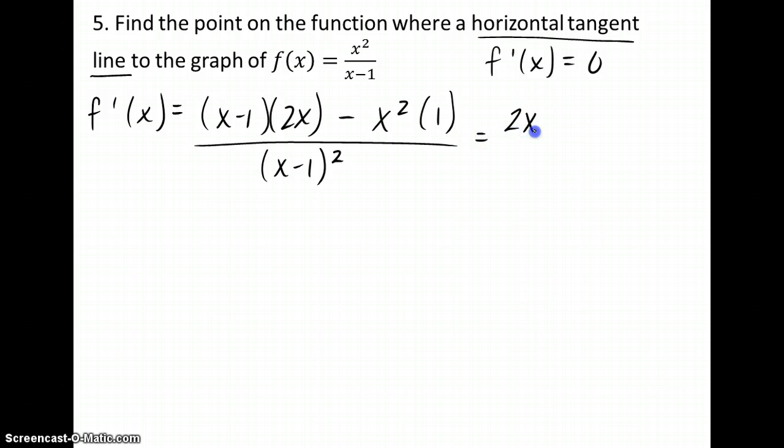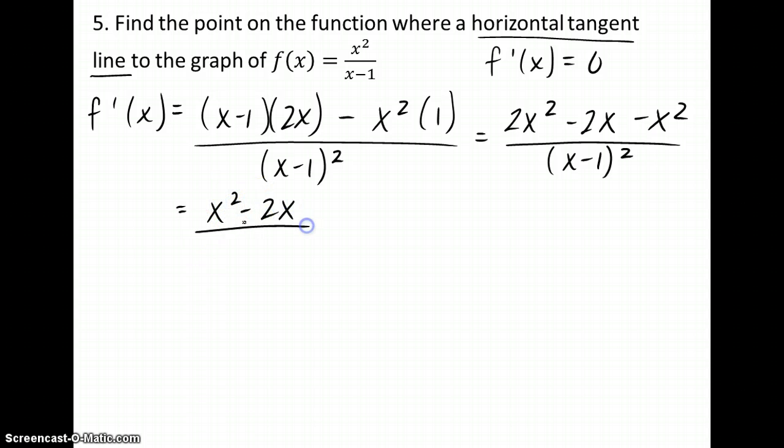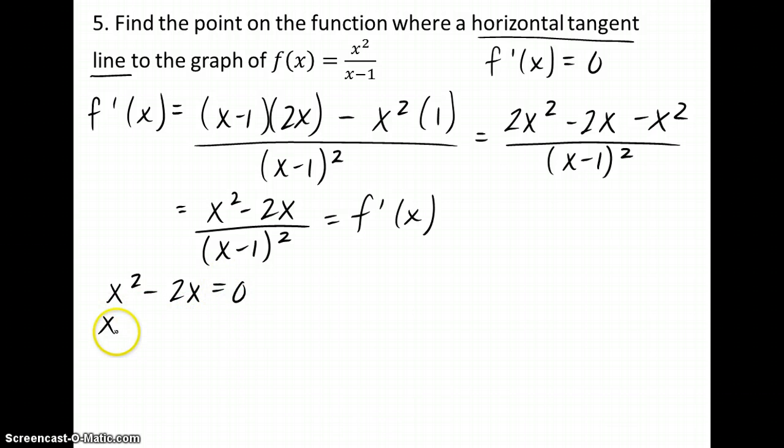Distributing the 2x, we get 2x squared minus 2x minus x squared, all over bottom squared. Remember, we want to simplify as much algebraically before moving on. So this is our derivative. Now when we set the derivative to 0, a rational expression is equal to 0 when the numerator is equal to 0. Factoring out an x minus 2 times x. So x is equal to 0 and x is equal to 2.